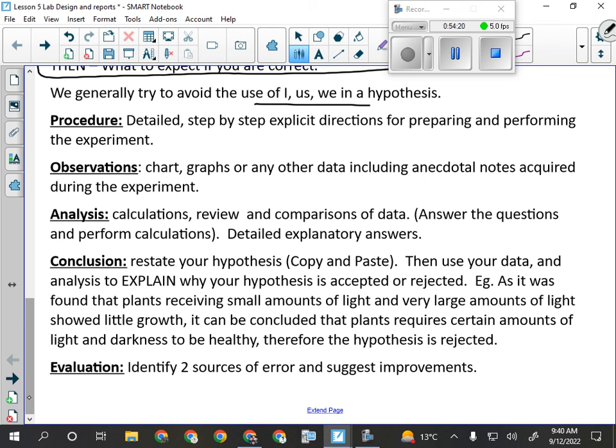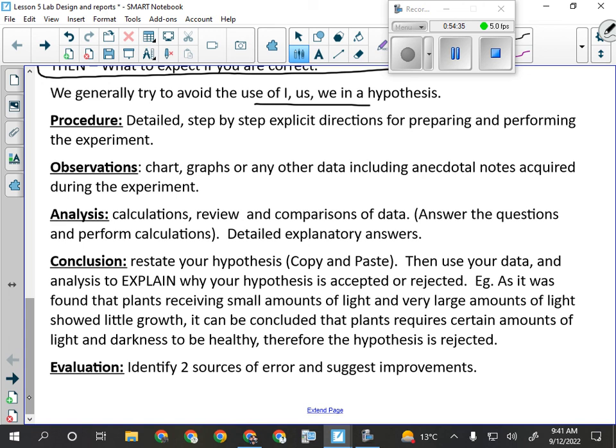Okay? Maybe also in your lab, maybe one of the seeds didn't germinate. Is that a source of error? Okay? How do you fix that? Well, maybe I plant two plants for each one in case one dies, in case one doesn't germinate. Okay, then I don't lose that whole thing. That's an easy error to fix.